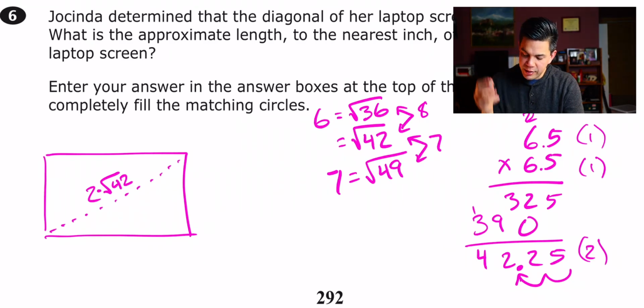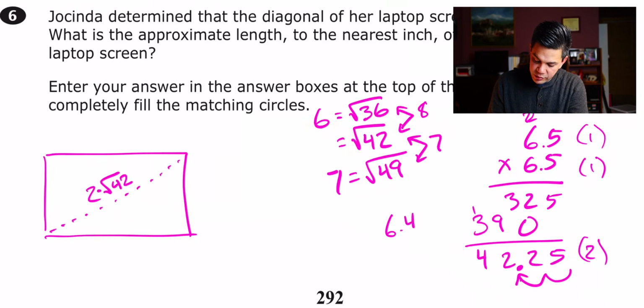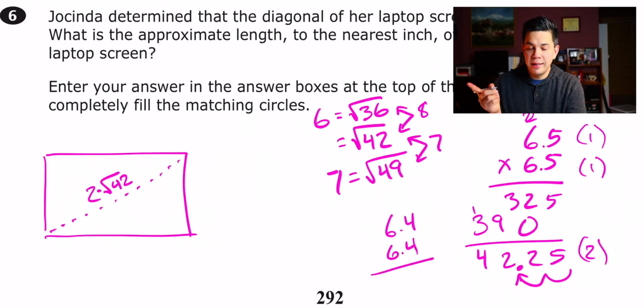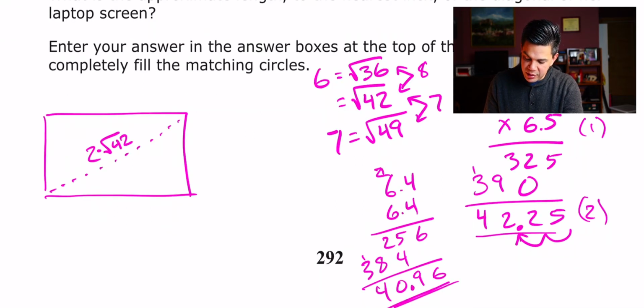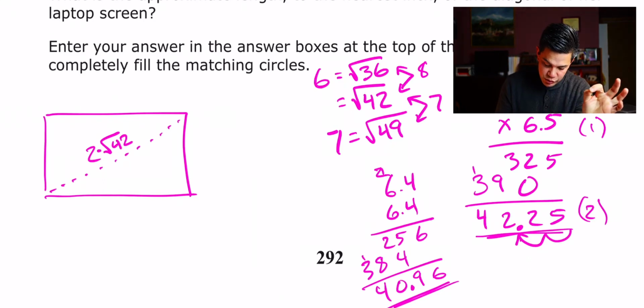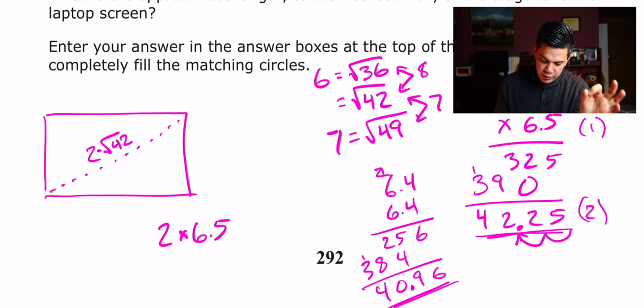So we could test it out and do 6.4 and see if we get closer. I don't think we will, but let's try it. This is 16, 24, 24, 36, 38. So we got a number that was not as close. So what we're going to do is take the 6.5 and multiply that by 2, since it's pretty close to the number that we want. And this is going to be 13.